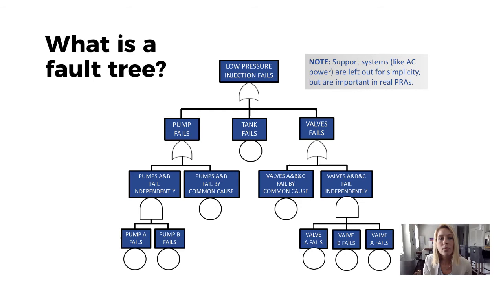Okay, so from our system diagram on the previous slide, we can start to logically break down the event into this fault tree. So at the top, we have a failure, and at the very bottom, which is denoted by the circles, we have these initiating events.